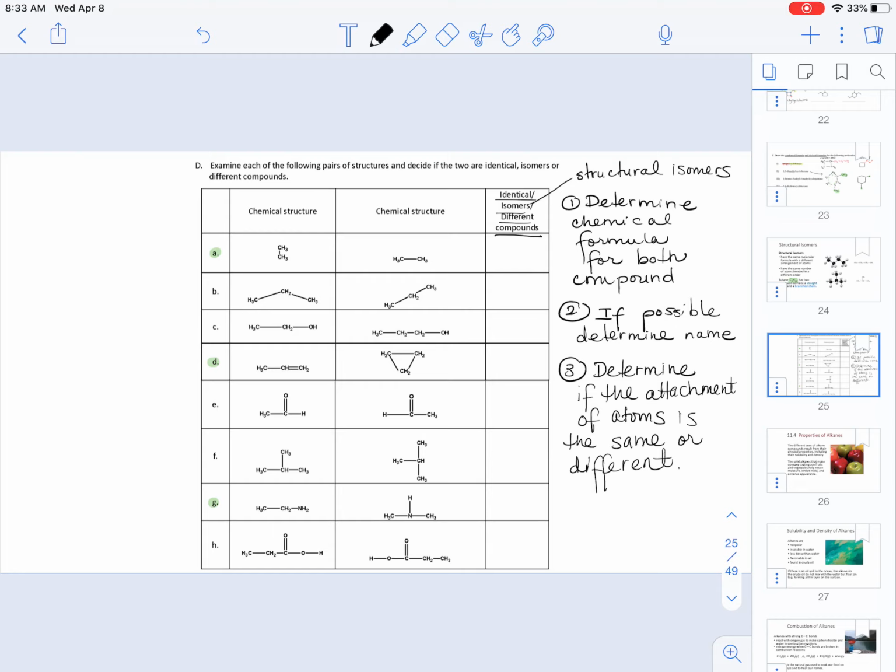So if we look at the structural formula for each one of the 2 molecules on A, they both have 2 carbons, 6 hydrogens. They have the same chemical formula. Here we can already determine what is going to be the name of these compounds. Both compounds are going to be ethane. So because each of them have the same name, they are going to be identical compounds.